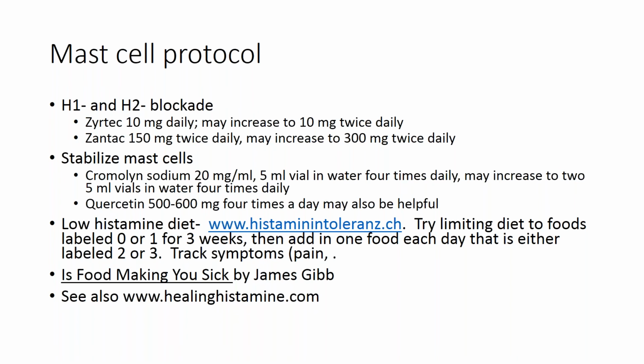But if we have a high suspicion for mast cell activation, we use drugs that block the effects of histamine, that stabilize the mast cells, and we look at a diet that will minimize the effects of histamine in the body. So low histamine foods for 3 weeks, and then gradually adding in one food each day that's either labeled a 2 or a 3, and tracking your symptoms of pain, itching, rash, etc.